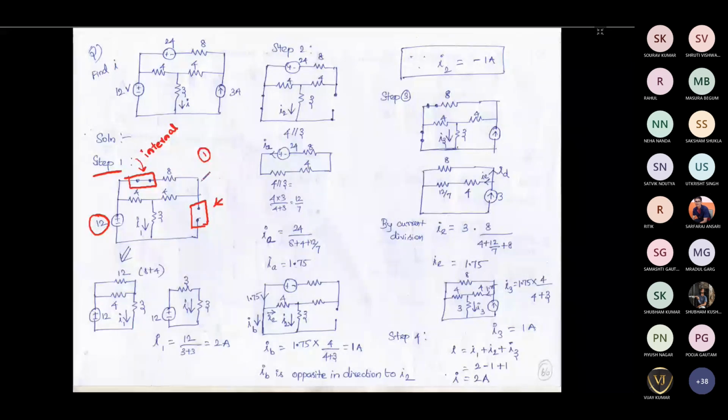Okay, this we have already discussed a lot of times. So we have to replace it with its internal resistance. If you replace it with its internal resistance, then the voltage source will be giving 0 volt and the current source will be giving 0 ampere. Okay, so once you do this, we can reduce the circuit very easily.